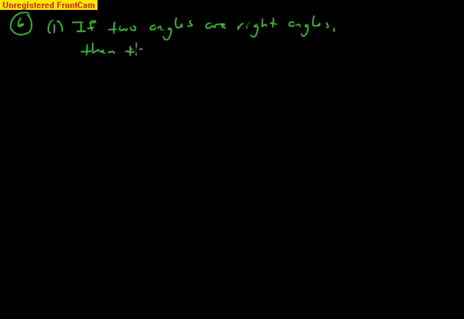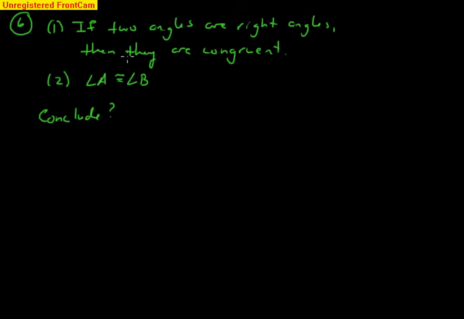Alright, so now, problem 6. Okay? I'm going to write a little bit here. Okay, so let me write these two statements. All right, so statement 1. If two angles are right angles, then they are congruent. And then statement 2, angle A is congruent to angle B. Okay, and the question is, what can you conclude, if anything? Well, let's take a look at these two statements.